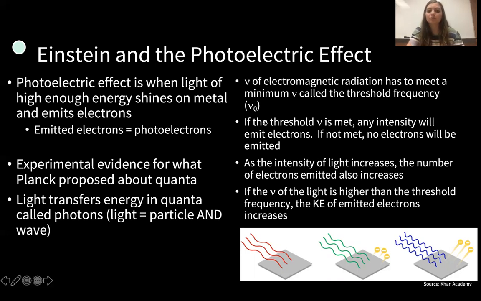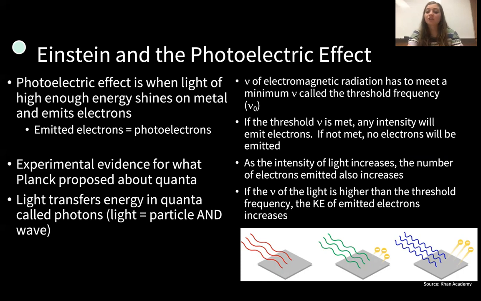And the symbol we use for this is the frequency symbol, nu, with a subscript 0 there. If the threshold frequency is not met, any intensity of light will not emit electrons. If the threshold frequency is met, any intensity will emit electrons. As long as the threshold is met, electrons will be emitted. If it's not met, no electrons will be emitted.